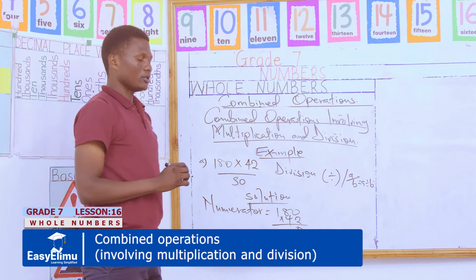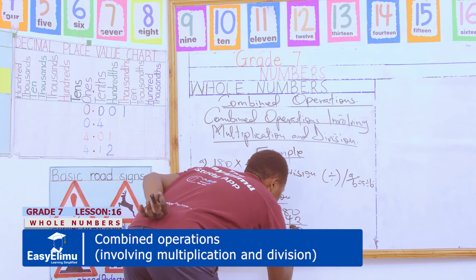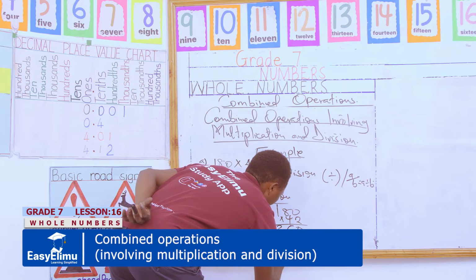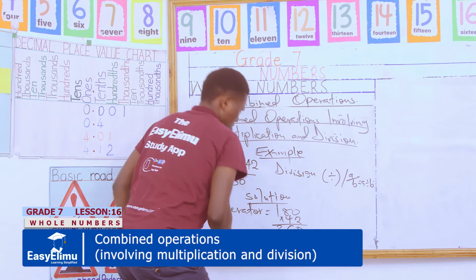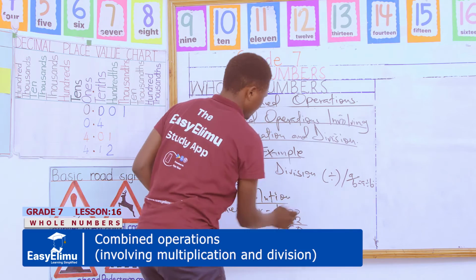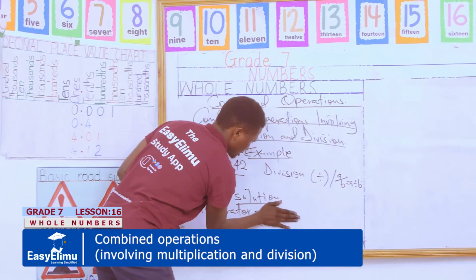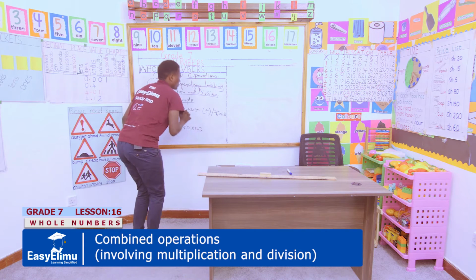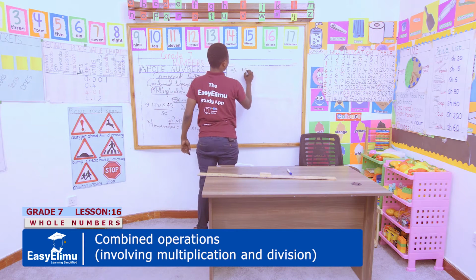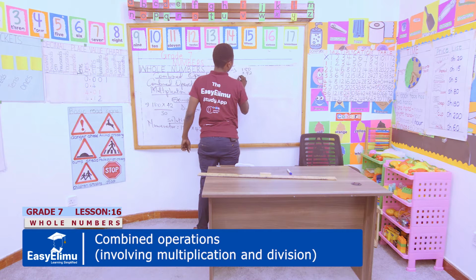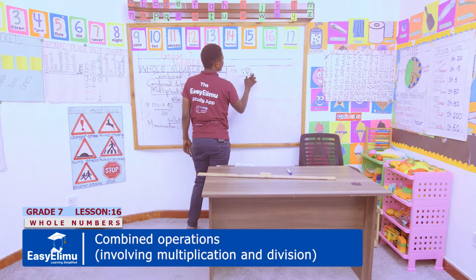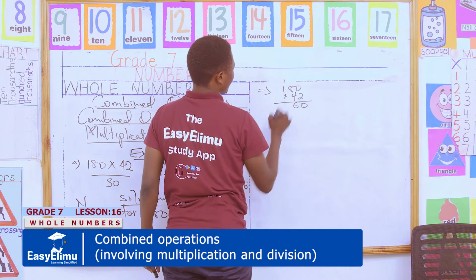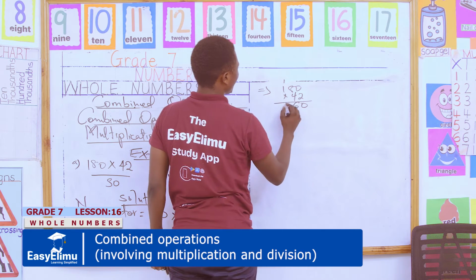2 by 8, 16. Good. We write 6, carry 1. 2 by 1 is 2 plus 1, 3. Kindly allow me to do this here so that everyone can see it. Here, this is just 180 times 42, which implies that we are supposed to multiply 180 by 42. So for 2 by 0, that is 0. 2 by 8, that is 16. We write 6, we carry 1. 2 by 1 is 2 plus 1, that is 3.